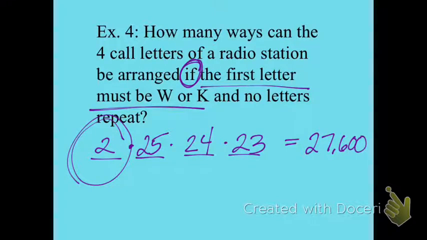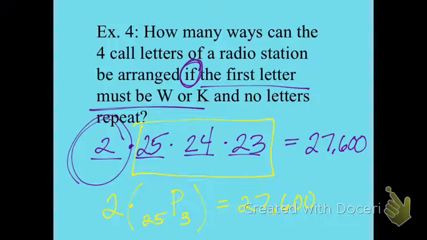Now, because this is technically a permutation, a second way you could solve this problem would be to pull the condition out first, so I have 2. Now I have 3 call letters left to choose, and I have 25 letters to choose from. Permutation, 3 of them. So if you did 2 times 25P3, you would also get the same answer. They are both the same thing.